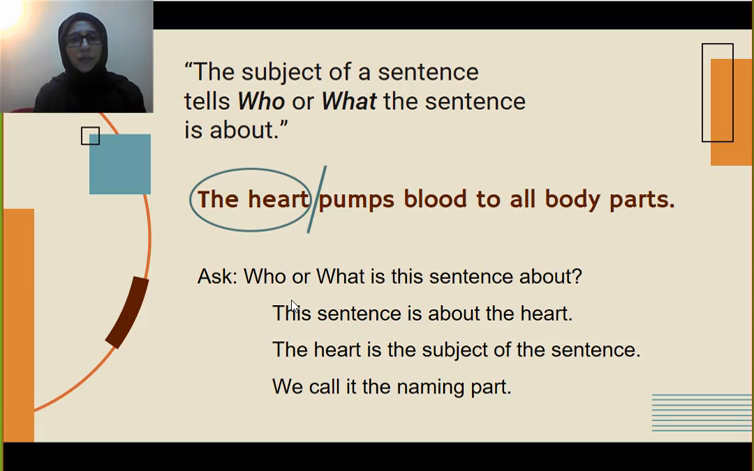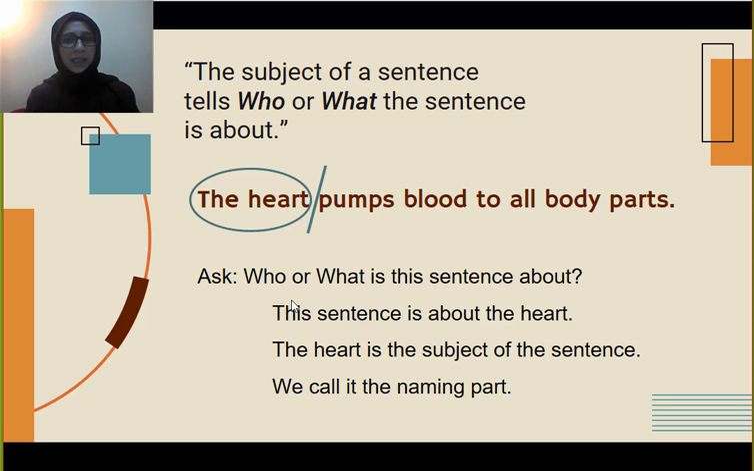So the subject of a sentence tells who or what the sentence is about. Who is the sentence about? It could be a person. What the sentence is about? It could be like something we're talking about. For example, first, this is the sentence that we have. The heart pumps blood to all body parts.